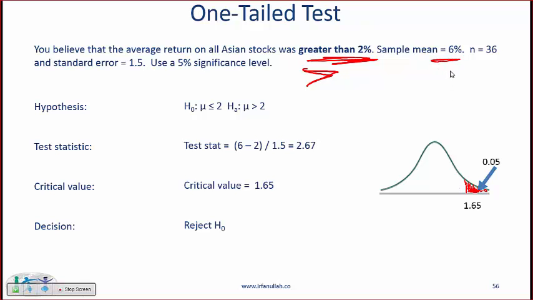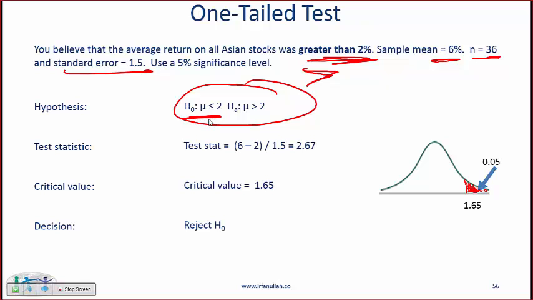Sample mean is 6%, and the rest of the data, n is 36. Here now the standard error is given. So this is the hypothesis. Notice null is what you would like to reject, and it has the equal to sign. Alternate is that the mean is greater than 2.